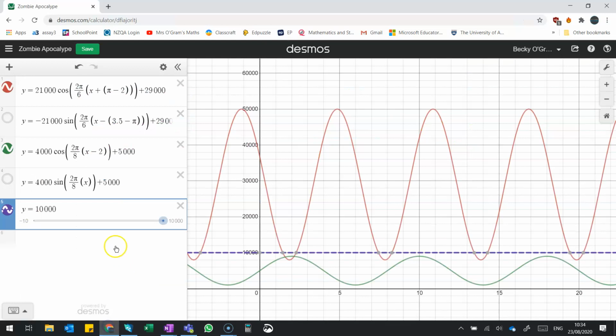So now we can go over to Desmos. I've put in y equals 10,000 as a line on my graph. The first time into the study where that line hits the zombie line is here at 1.438 years.